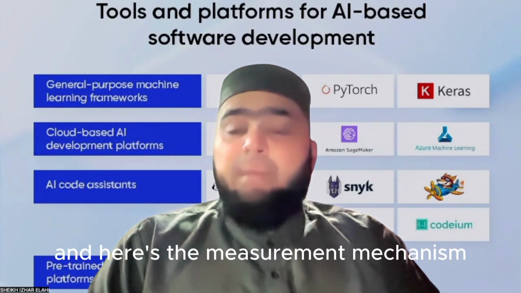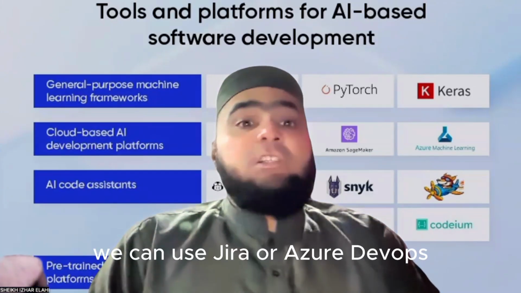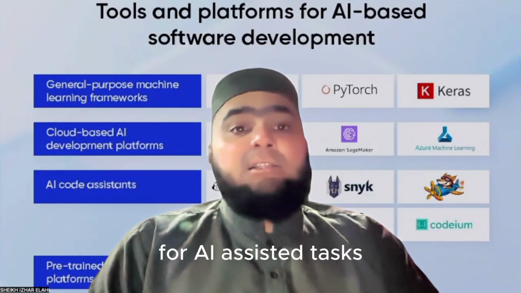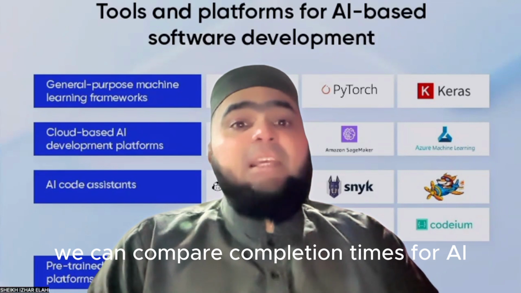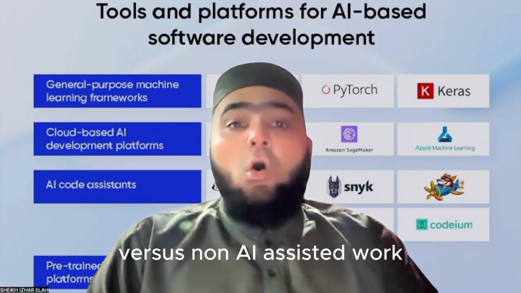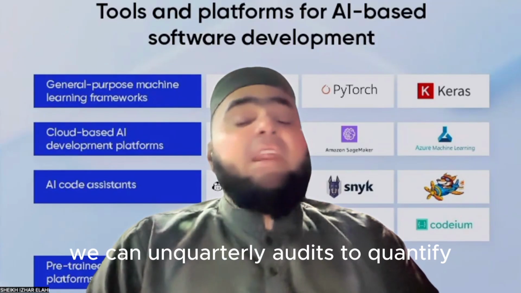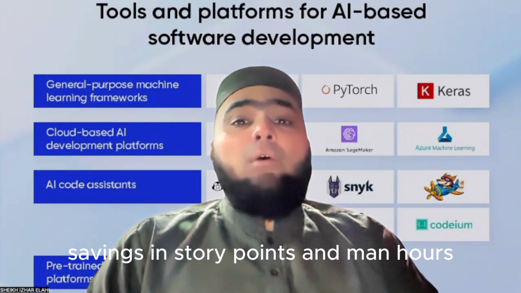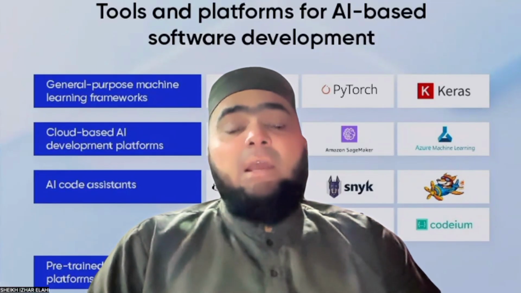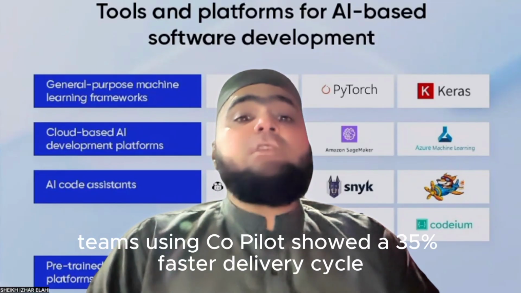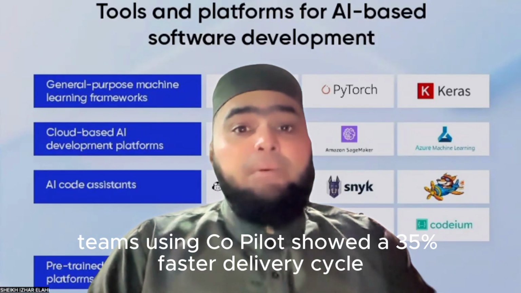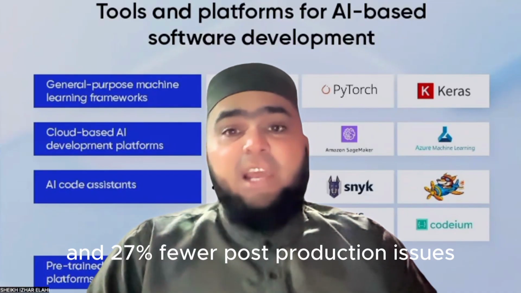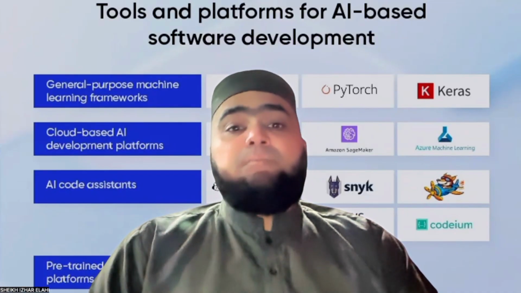And here's the measurement mechanism. We can use Jira or Azure DevOps dashboards with custom fields for AI-assisted tasks. We can compare completion times for AI versus non-AI assisted work. We can run quarterly audits to quantify savings in story points and man hours. In one real-world case, teams using Copilot showed a 35% faster delivery cycle and 27% fewer post-production issues within just 3 months.